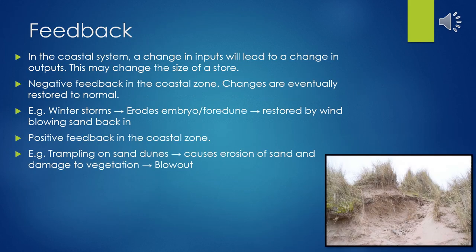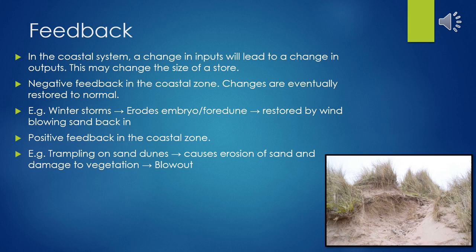From the previous slide, your inputs were the cliff erosion at A, which provides sediment to the system, and longshore drift, which delivers sediment to the system at B. So those are the two inputs. The store, obviously, is the cliff until it's eroded, but also the spit at B is a store. And for outputs, we've got the landward transfer of sand from the spit moving inland to an area behind it.